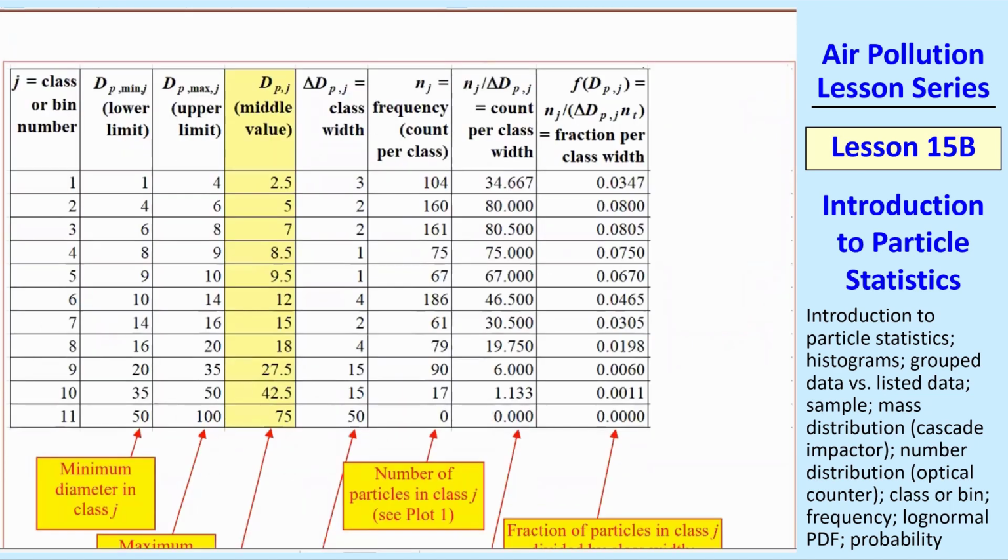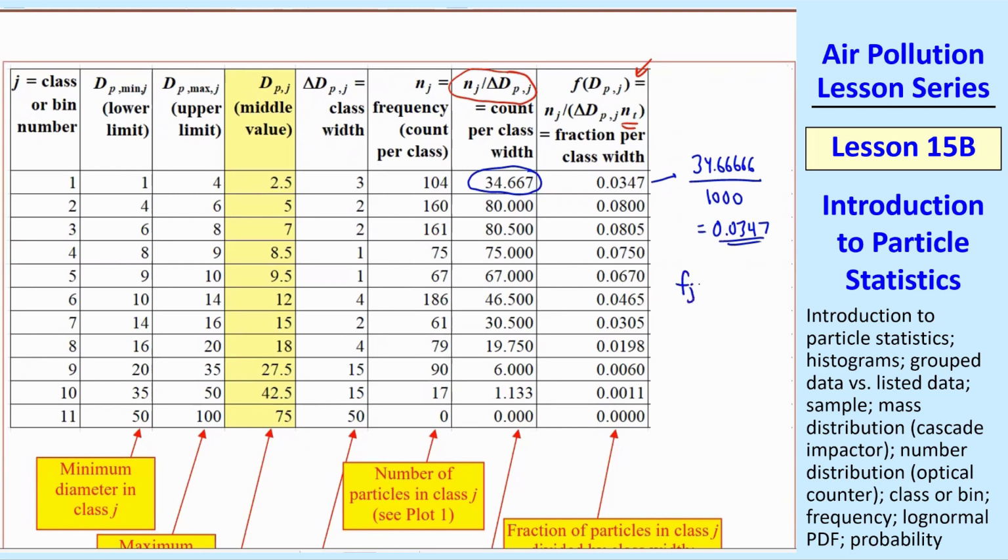I added another column. This one we call F of dpj. I took my nj over delta dpj from the previous column, and I also divided by nt. For the first row, the first bin, I had 34.6667 divided by nt, which was 1,000. There's 1,000 particles total. That's where I came up with my 0.0347, rounding it off, of course.